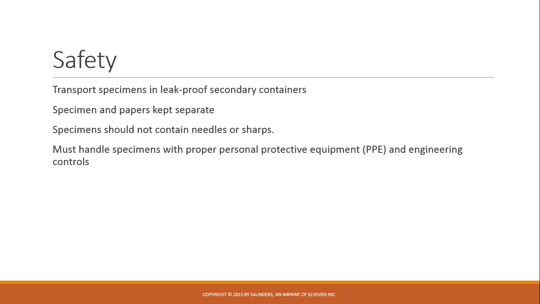Some safety to consider when you're transporting these samples. You want to make sure that they're in a leak-proof container and then in a secondary container. The primary sample is the cup or the swab that's holding the sample. It needs to go into some kind of sealable secondary container like a bag. Papers should be kept separate in case leaking does occur. Specimens shouldn't contain needles or sharps, so if it's an aspirate, they should have removed the needle and put a cap on the syringe and not given you a needle and syringe. And then all specimens should be handled with PPE and necessary engineering controls. So if you're transporting a spinal fluid, you should be wearing gloves. If you're transporting stool, you should be wearing gloves.